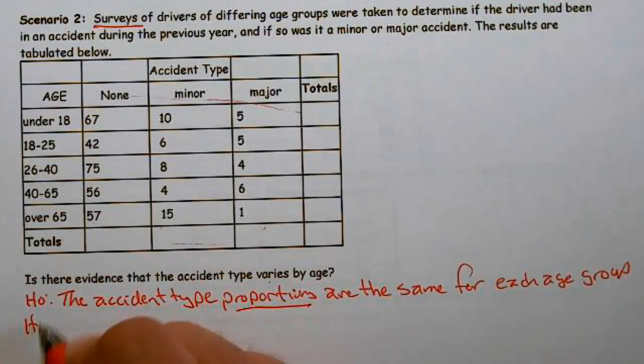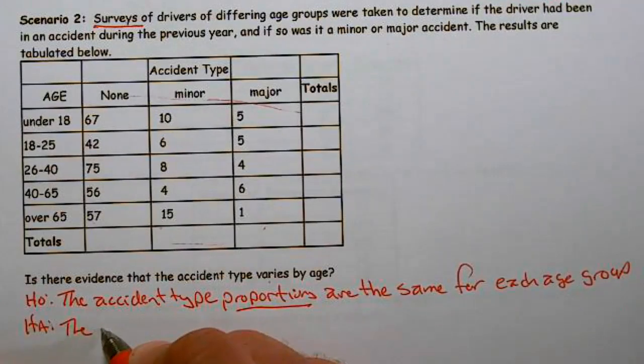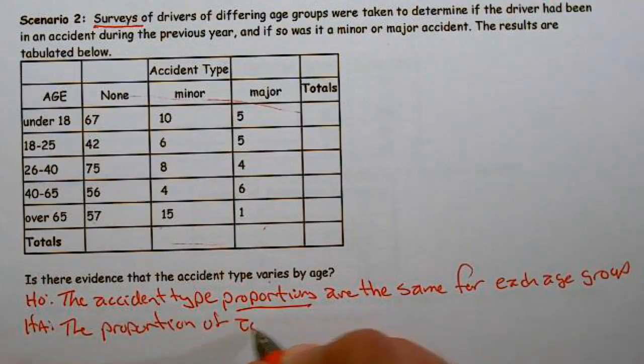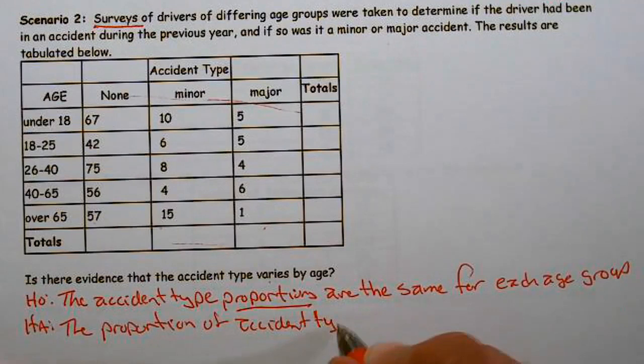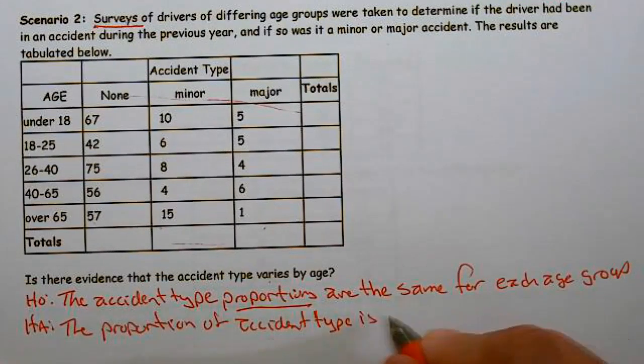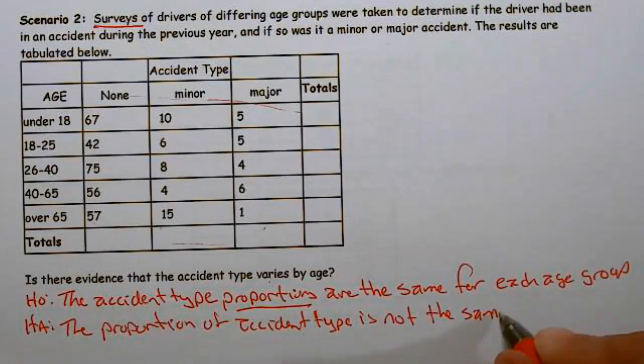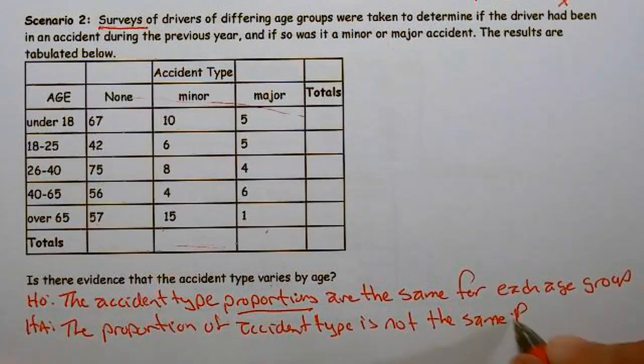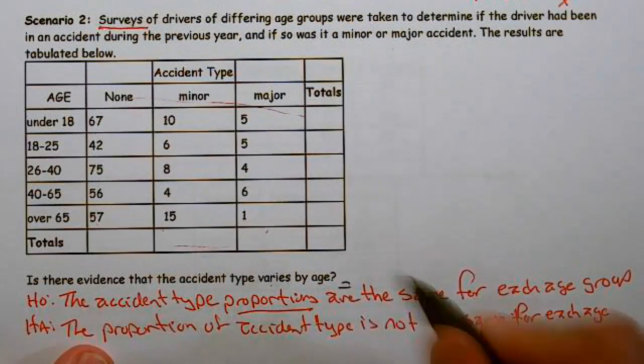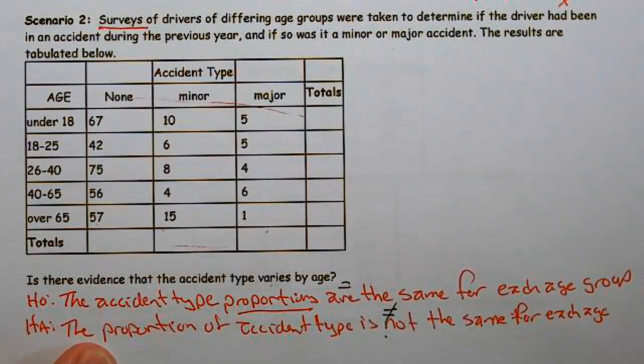Alternative, the proportion of accident type is not the same for each age group. All right. Now, please remember, we like having these as equal, or is equal, is not equal.